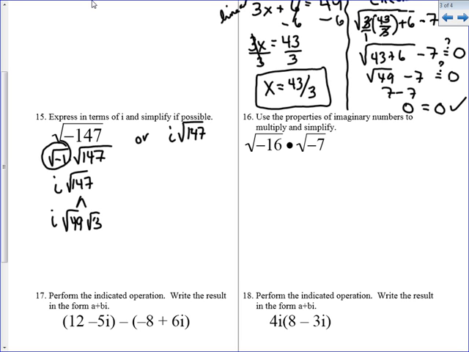So then I can simplify the square root of 49, which gives me 7. We generally put the i after the coefficient and then the square root at the end. Square roots should always be at the end. If you have anything not in a square root, even if it's just the i, we should put it out front so it doesn't get mixed up with the radicand.